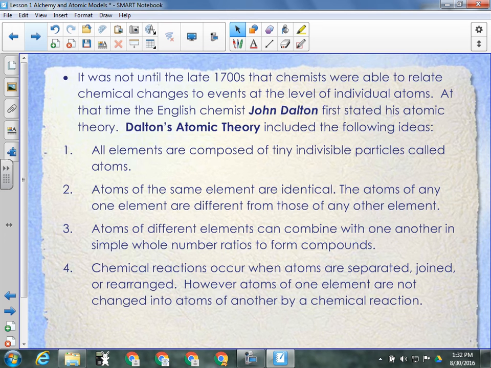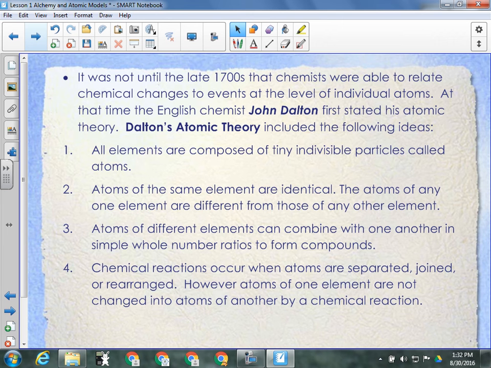Do you suppose that could set up easily for a multiple choice question? Like, which of the following is not part of Dalton's atomic theory, and have 3 out of the 4 of these there? That would be an easy thing for me to do on, let's say, a unit exam. Yes, write that down, because I'm going to do that later.